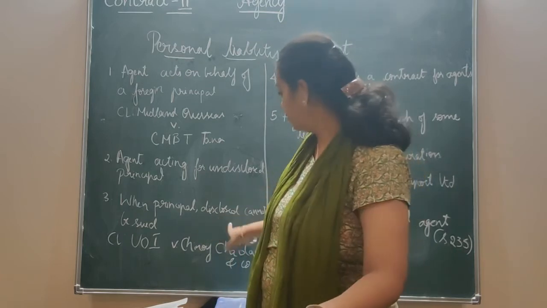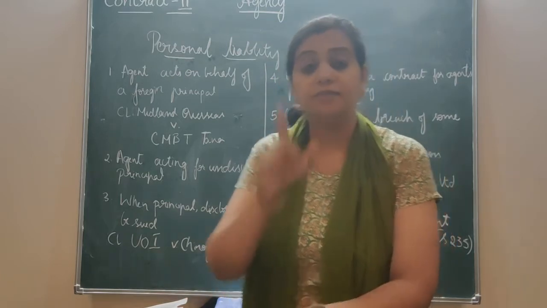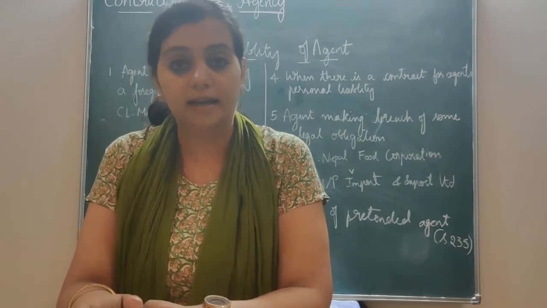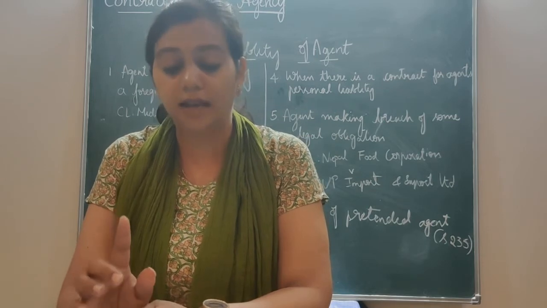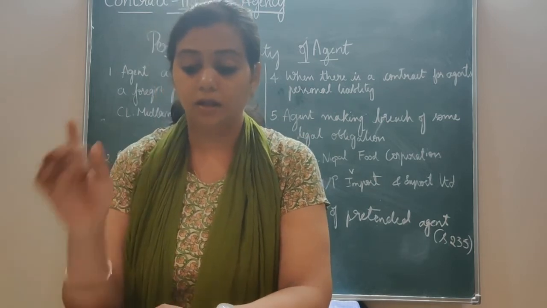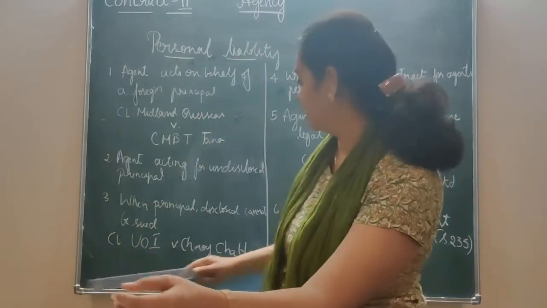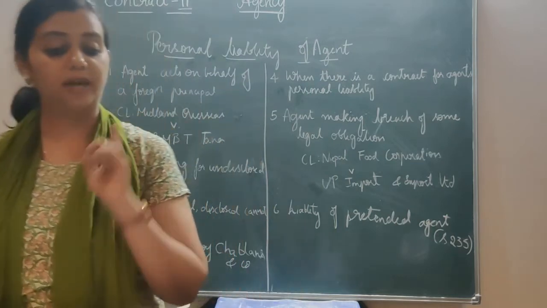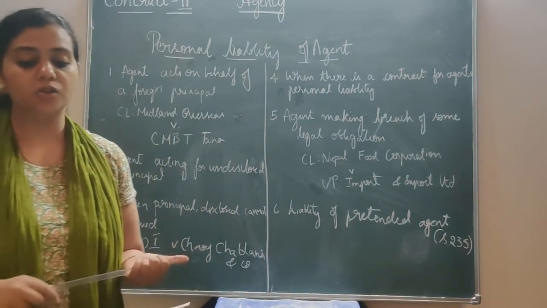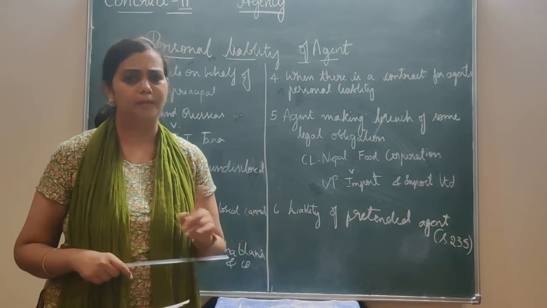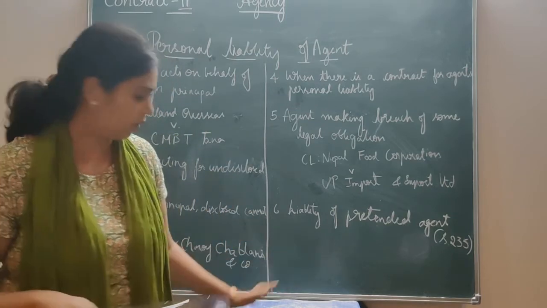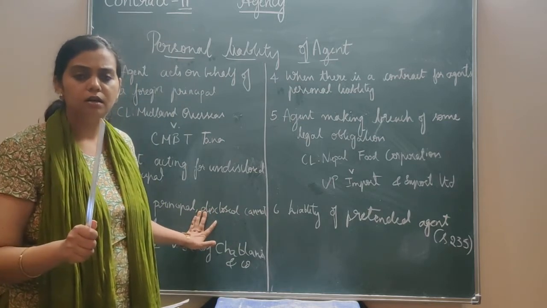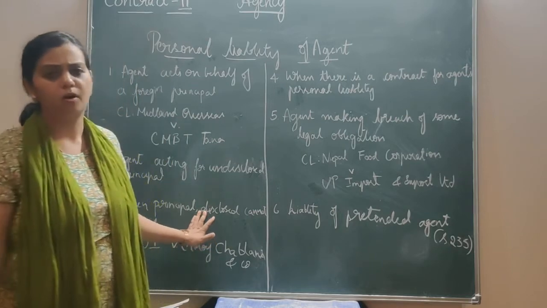So the principal, though disclosed, cannot be sued in case the principal and the third party are entering the contract directly, then the agent won't be liable. This provision is applicable when the agent enters into a contract on behalf of the principal and he discloses the name of the principal, but the principal cannot be sued. That is one point. So this provision is applicable only when the agent is entering the contract.